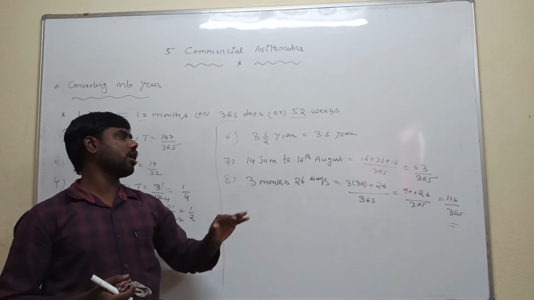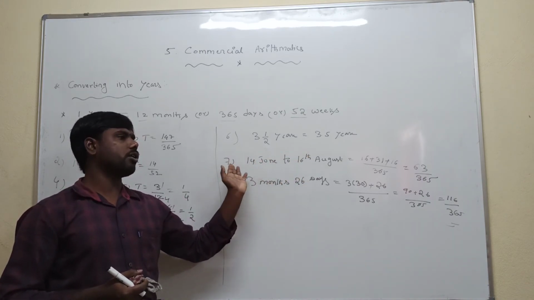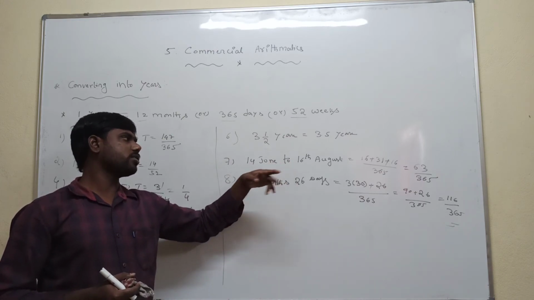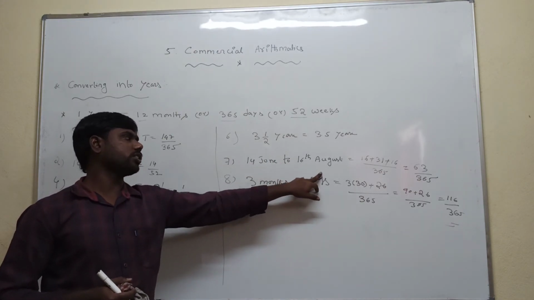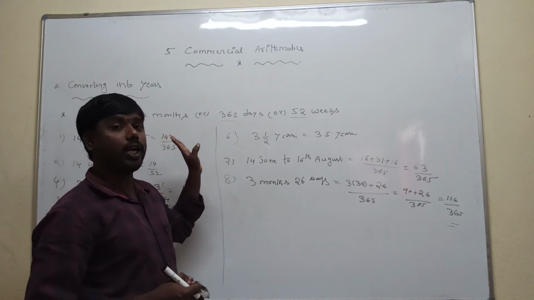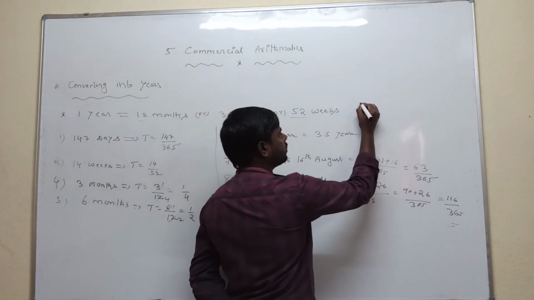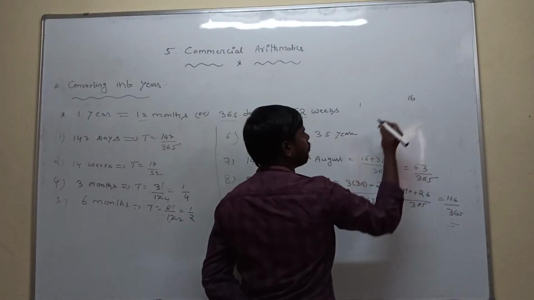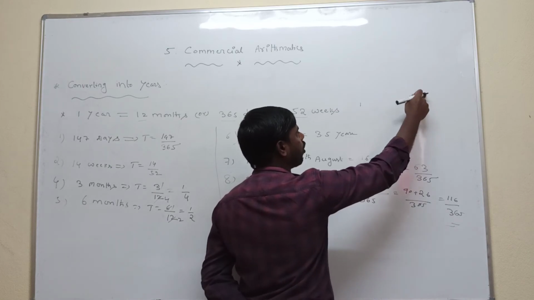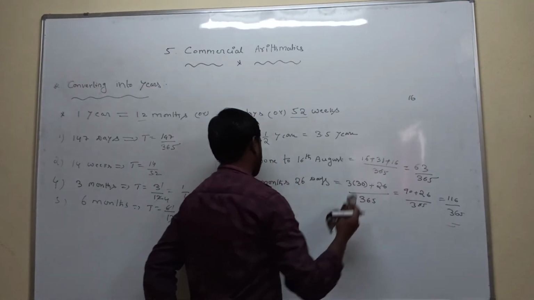14 June to 16th August. So how many days will be there? We can count like this. 14th June means how many days are left? 16. July has 31. 16th August means from August 1 to 16. How many days are there? 16 days. That's why we are taking 16.